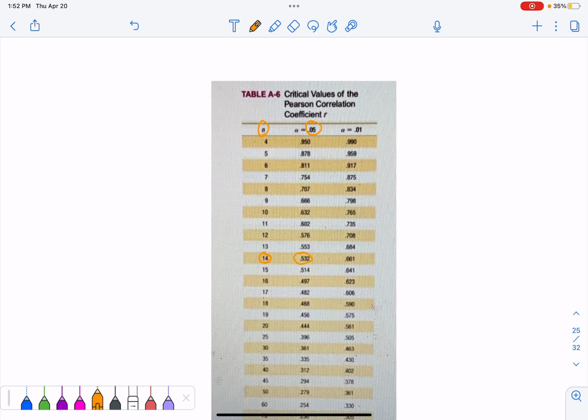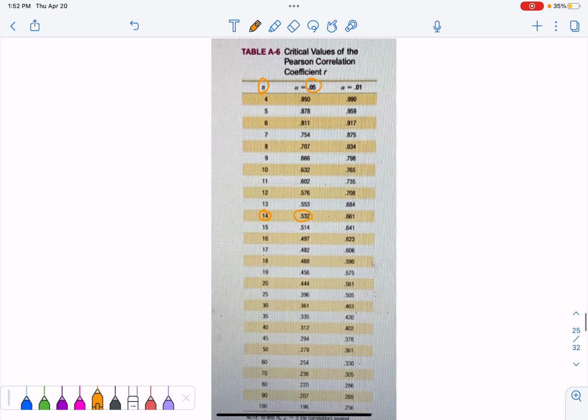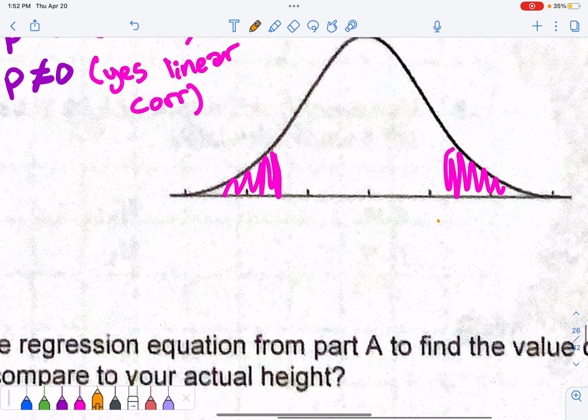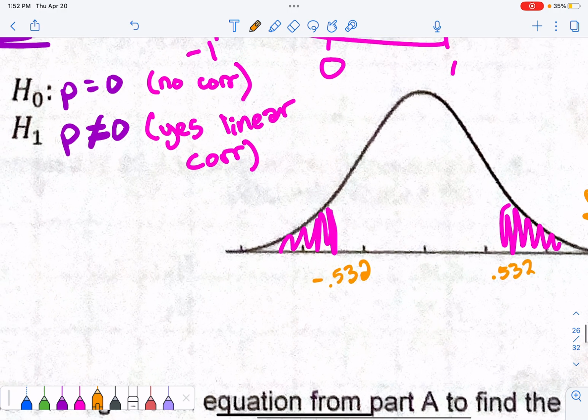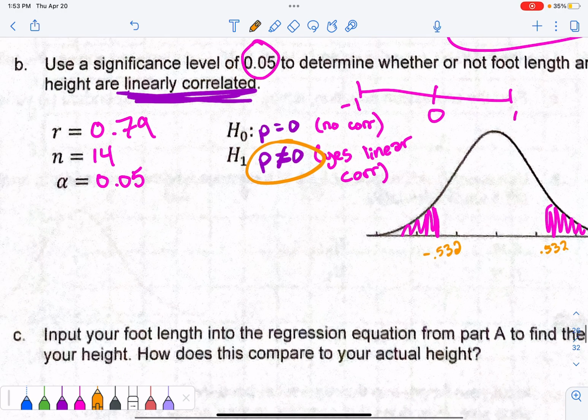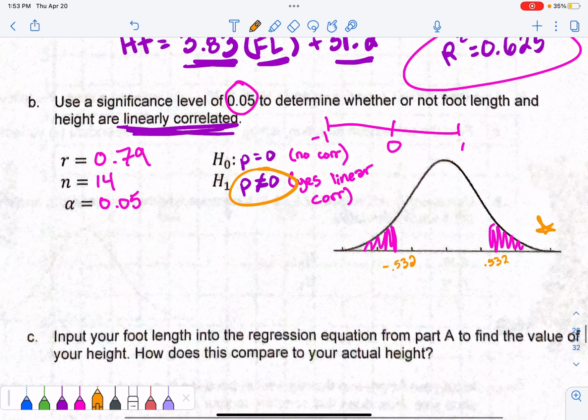0.532. So anything that's above 0.532 is deemed acceptable, which seems like a really low threshold. Or, excuse me, if it was below a negative 0.532. So we are all the way up here, which means that we are away from 0, which means that P is not equal to 0, which means, yes, there is a linear correlation between foot length and height.